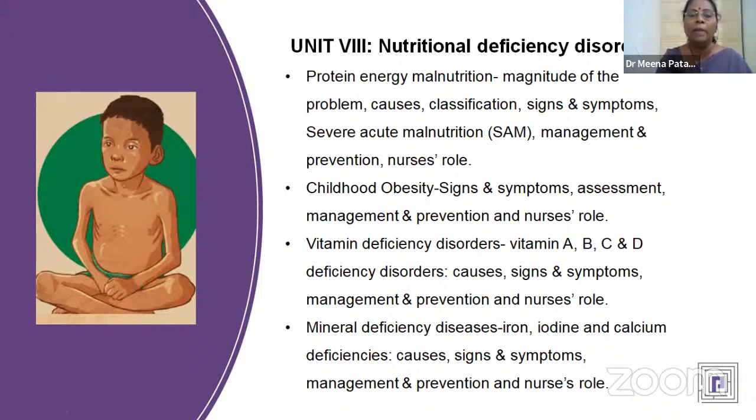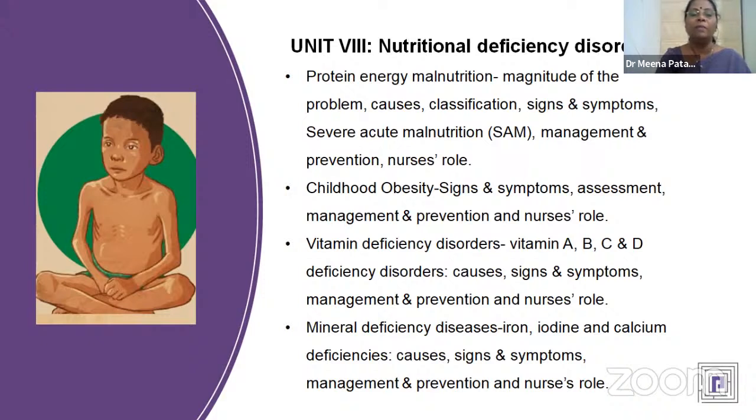Okay. So first and foremost, the biggest problem that is existing is PEM, or what we call protein energy malnutrition. And the magnitude of this problem, you will study how vast it is, how much it is prevalent in the population, what are the causes for it, classification of PEM, signs and symptoms of PEM, and severe acute malnutrition.